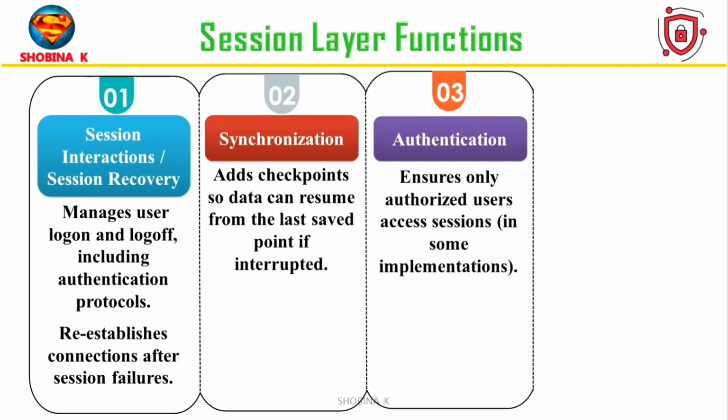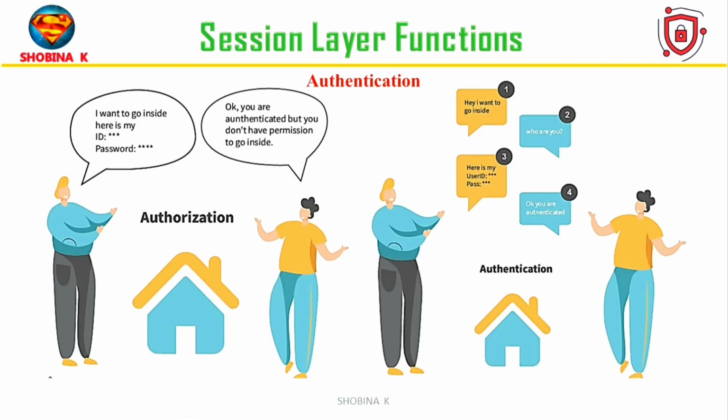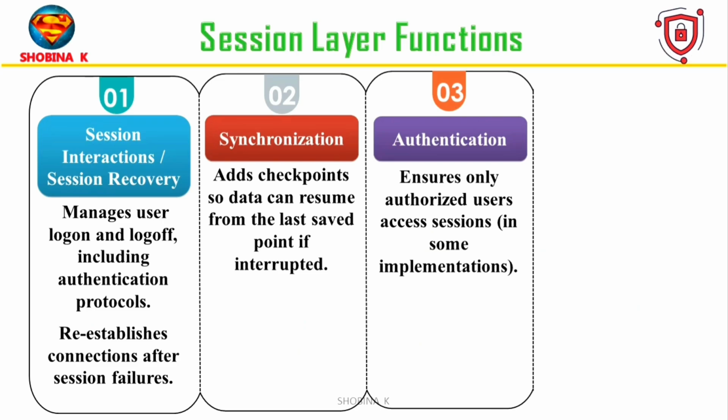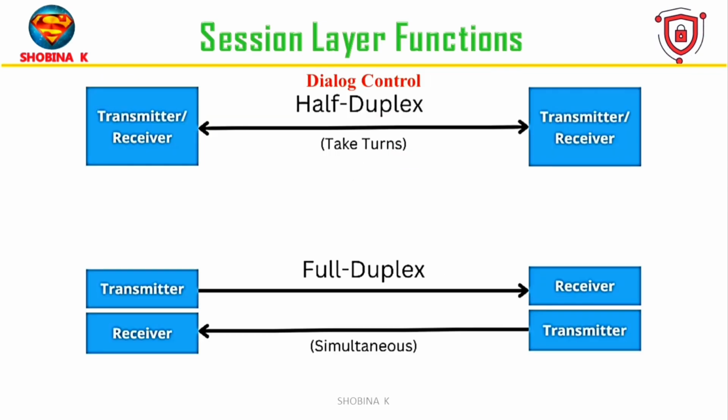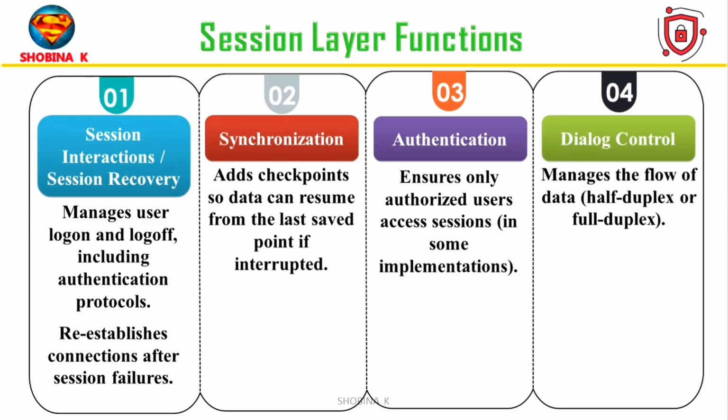Next function is authentication. Session layer verifies user credentials during session initiation to ensure secure access. And next function is dialog control. Session layer manages the direction of data flow, that is determining whether communication is half duplex or full duplex. Therefore, these functions allow the session layer to support reliable, secure, and efficient communication between networked applications.